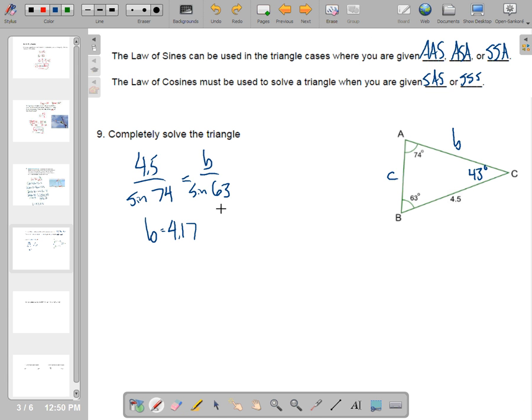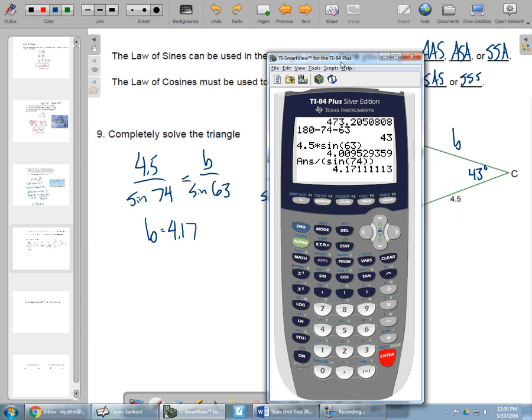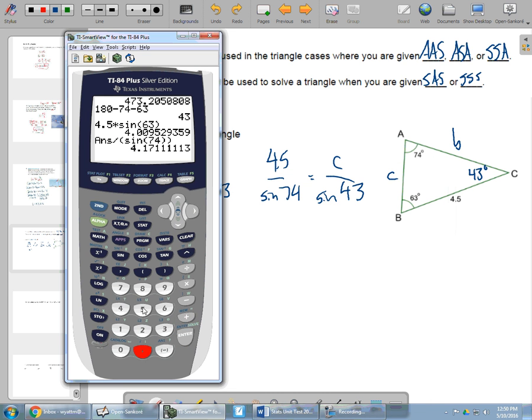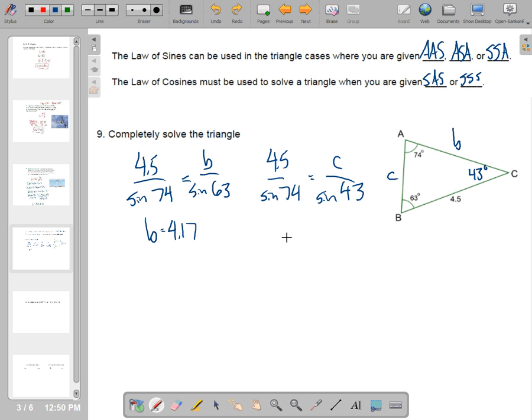Now I need to find side C, so I'll do the same thing. I'll say that 4.5 over the sine of 74 is side C over the sine of 43 degrees. So it's a very similar process when you're doing law of sines. This is 4.5 times the sine of 43, and then I'm going to divide by the sine of 74, which is 3.19. So C is 3.19. Now that I have all three sides, A, B, and C, and I have all the angles, I'm done. Completely solved.